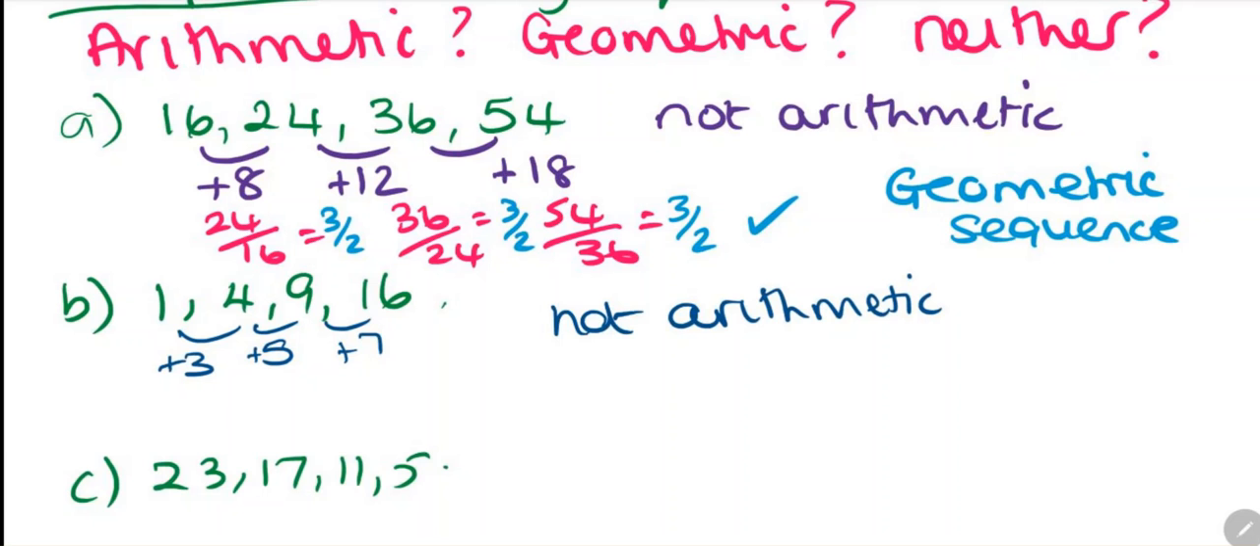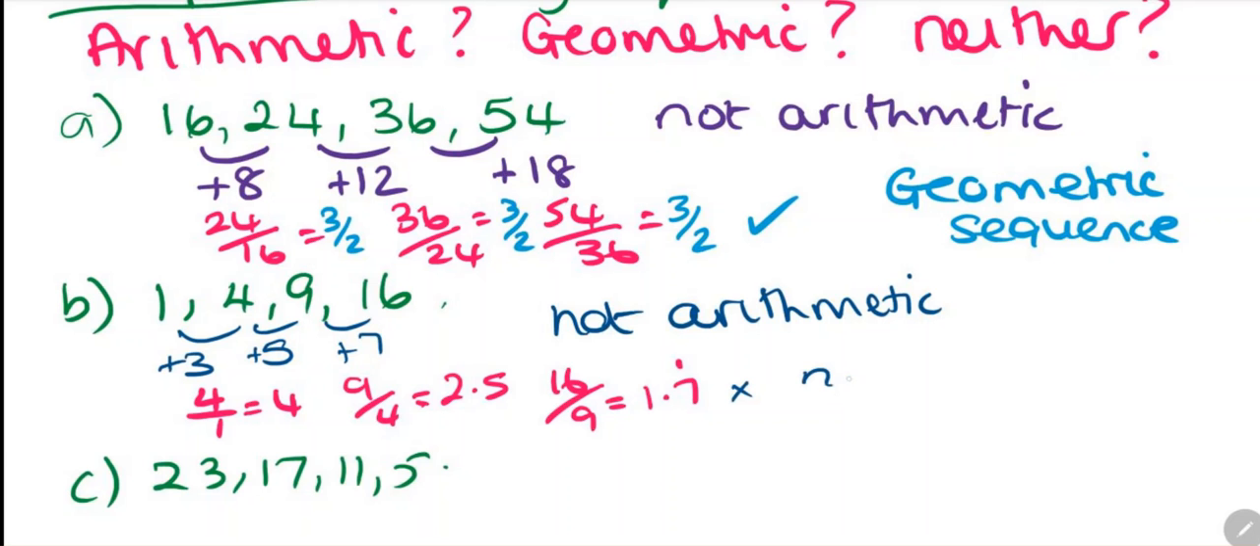So we're going to check for the ratios. So 4 divided by 1 is 4. 9 divided by 4 is 2.25, and 16 divided by 9 is 1.7. So no. So this is not geometric. So the answer to this one is neither.